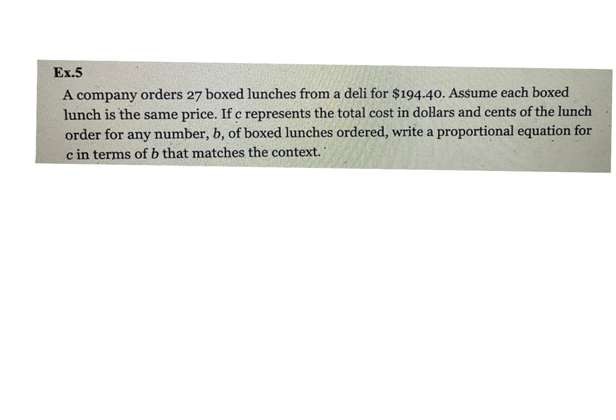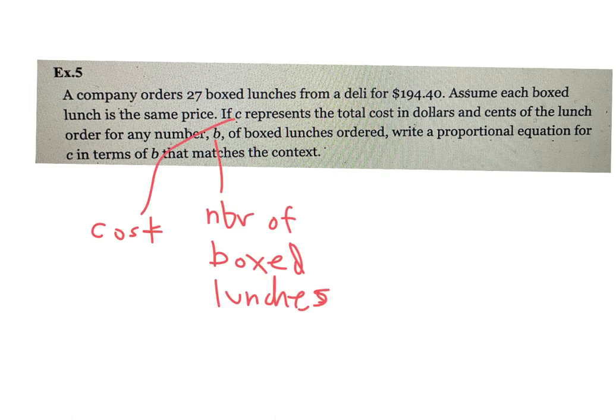Okay, so C is your cost. B is the number of boxed lunches. And typically when we're talking about the cost of something and you're going to put it in a table, everything can be put into a table, by the way. When there's no equation, that's the direction that we should go. Let's put it in a table to get the equation from that. And when money is involved, you want to put money on the right side.